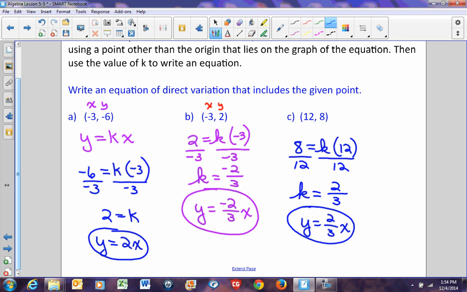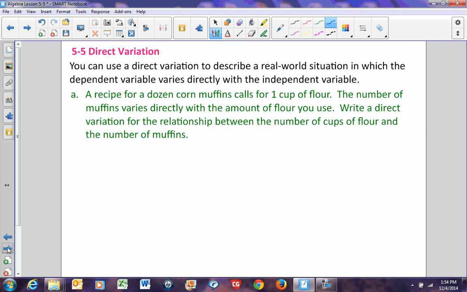Now, oftentimes, direct variation equations are used to solve real-world problems in which the dependent variable varies directly with the independent variable. For example, it says a recipe calls for a dozen corn muffins calls for 1 cup of flour. The number of muffins varies directly with the amount of flour you use. Write a direct variation for the relationship between the number of cups of flour and the number of muffins.